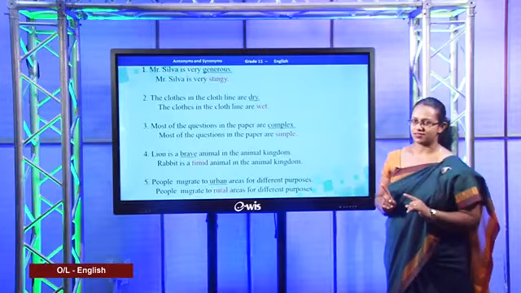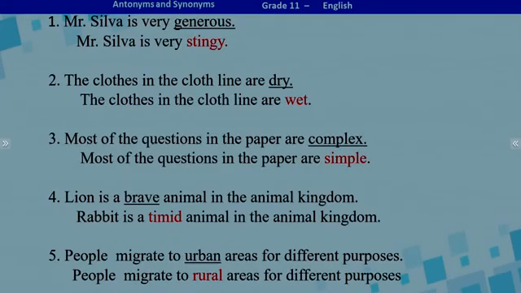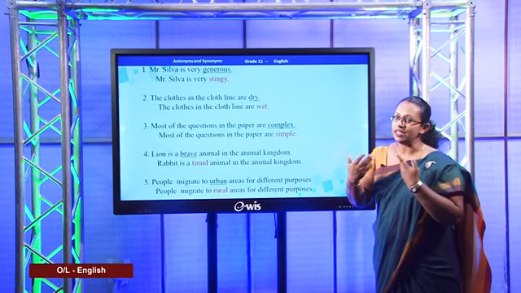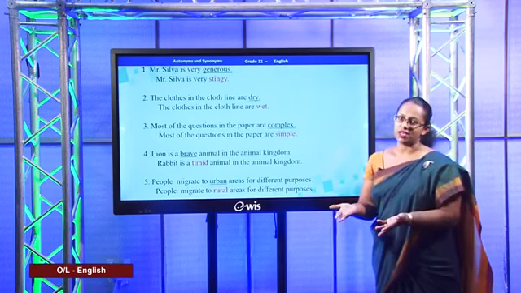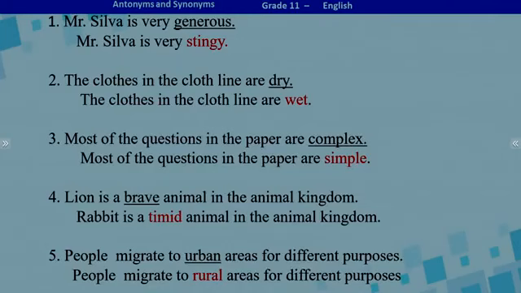Okay, children, I suppose that you have completed the work. Now, let's check the answers. First one, Mr. Silva is very generous. Do you know what generous is? Mr. Pereira is willing to give what he has to the others. And did you get the opposite of generous? Yes, that is stingy. Let's move on to the second one.